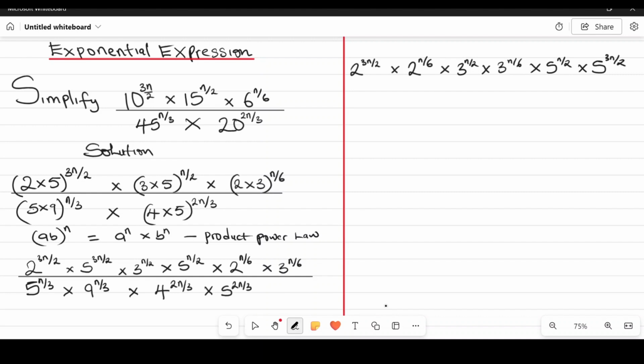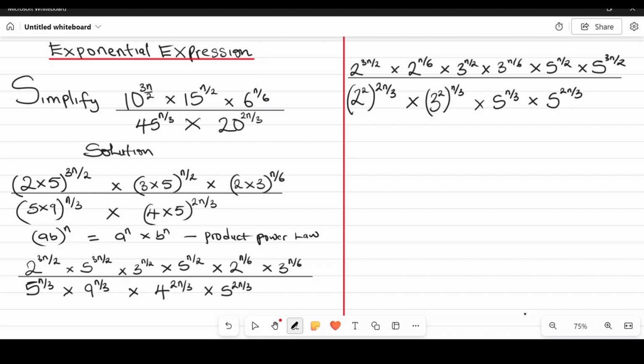The same thing will also be done in our denominator. Thus, for our denominator, I will have 2 raised to the power of 2, all raised to the power of 2n divided by 3, times 3 raised to the power of 2, which is equal to 9, all raised to the power of n divided by 3, times 5 raised to the power of n divided by 3, times 5 raised to the power of 2n divided by 3.